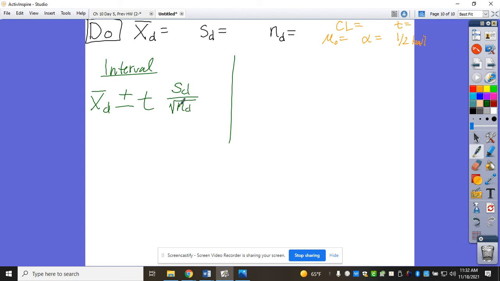So we keep having all of these different equations, but are they really that different? Like the format for your interval is always the same: value plus or minus critical value times standard deviation. If we are doing a test, what goes on top? What goes here?